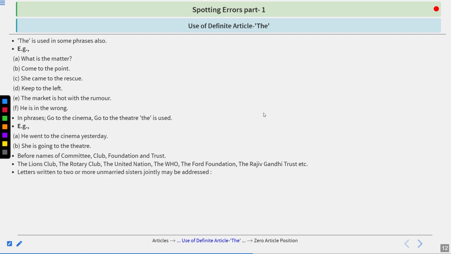A letter written to two or more unmarried sisters jointly may be addressed: the Mrs. plus surname. The Mrs. Smith.